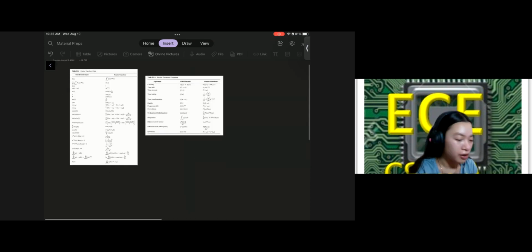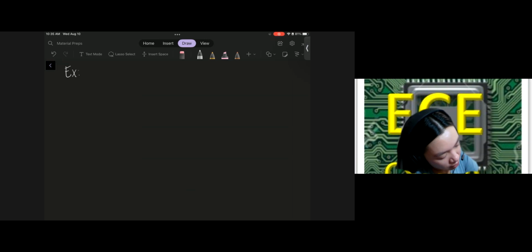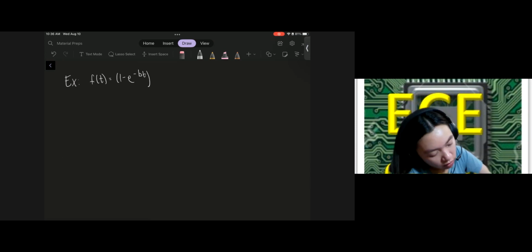Let me write the example down and then I'll scroll it back up. Example: let's find the Fourier transform of f of t equals 1 minus e to the negative bt, times u of t.